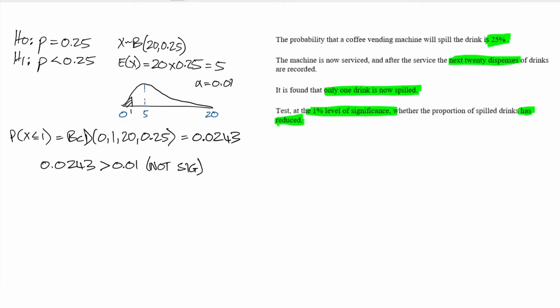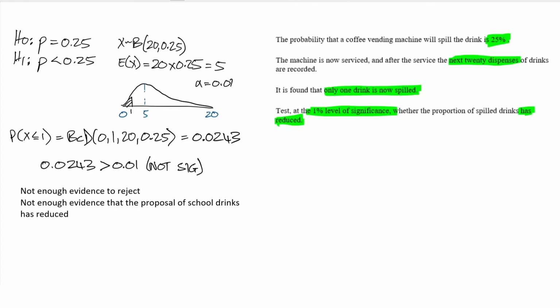One of them is mathematical and the other's in context. The mathematical conclusion is that there is not enough evidence to reject H0. We just don't have enough. This was bigger than the significance level. Our contextual conclusion, we need to talk about this vending machine and the way that it spills drinks. So, from our sample, we do not have enough evidence to believe that the proportion of spilt drinks has reduced. Our sample doesn't give evidence to show that.